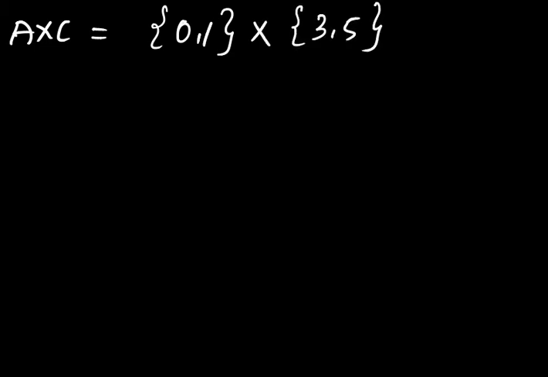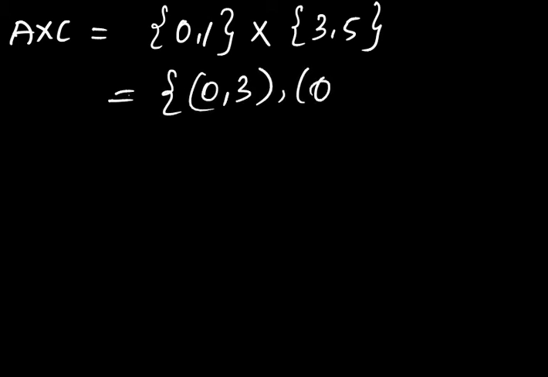So now we will find RHS values. So first you need to find A cross C. So what is A value? Set of 0, 1 cross C value is set of 3, 5. So when you solve these two, we'll get 0, 3, 0, 5, 1, 3 and 1, 5.